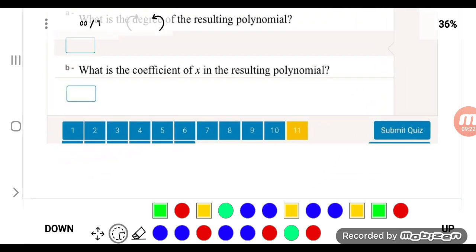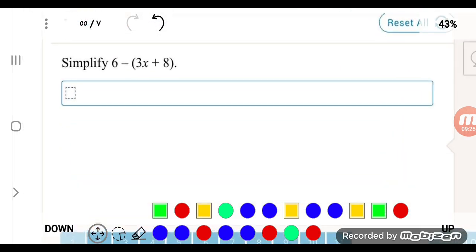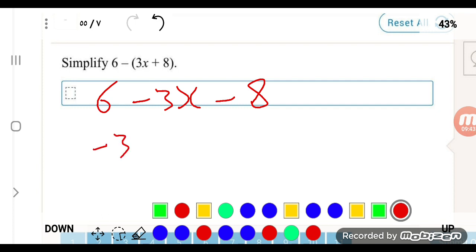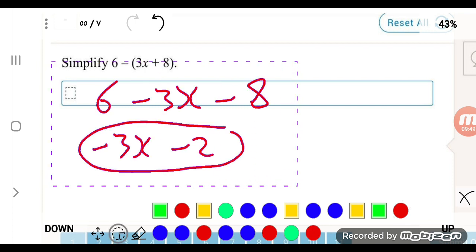Alright, so let's continue. Here, simplify. Now to simplify this, distribute the minus. So you get 6 minus 3x plus, minus times plus, you get minus. So 6 minus 8, you get minus 2. So you get minus 3x minus 2. That is the final answer, which is very easy.